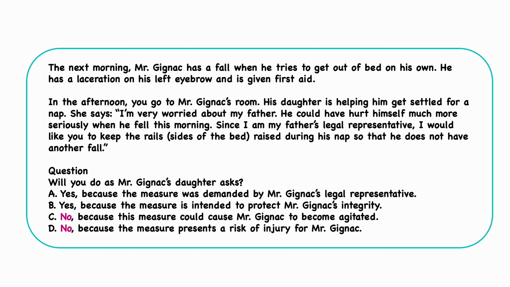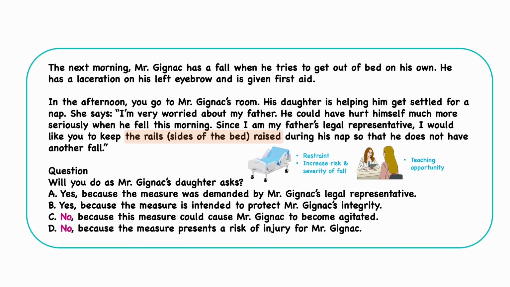Example 2. Side rails request. Scenario: a patient's daughter requests that all side rails be raised. Step 1. Recognize the issue. Raising all side rails is considered a restraint, which can increase the risk of falls and injury. This is a teaching opportunity, rather than just refusing the request. Step 2. Eliminate yes answers. Remove answers that agree to raise all side rails. Step 3. Choose the correct no response. Correct answer: letter D. No. Raising all side rails is considered a restraint and increases the risk and severity of falls or injury.